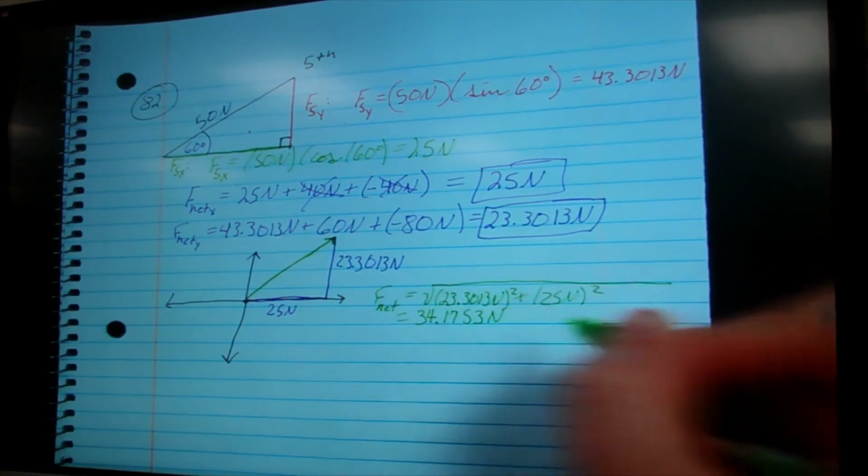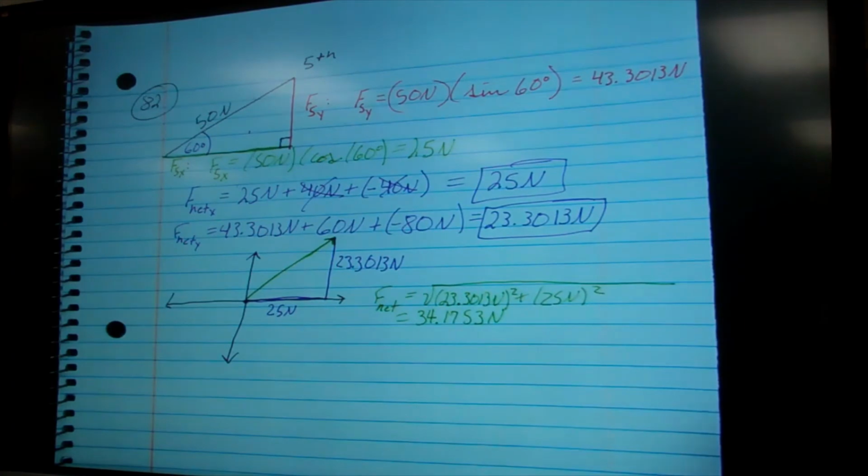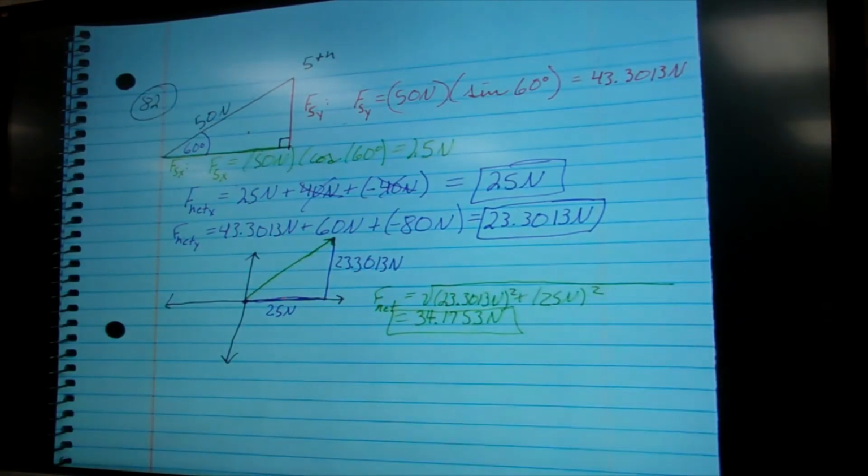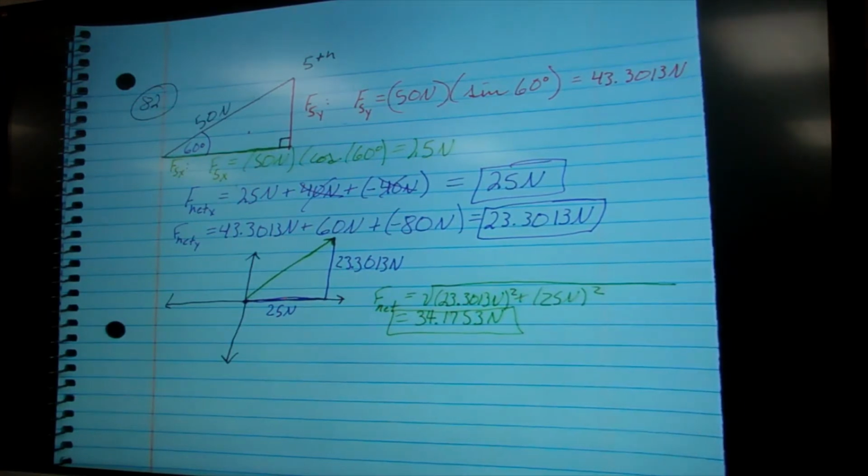34.1753 newtons. Goodness gracious, Mr. Holmes. Now that's your net force. Is that the answer? No, because you dealt with magnitude. Now we have to deal with direction. Stick a negative in front of it? That's not going to work, because you're in two dimensions. What do we talk about in directions?